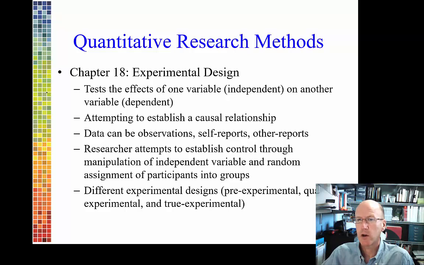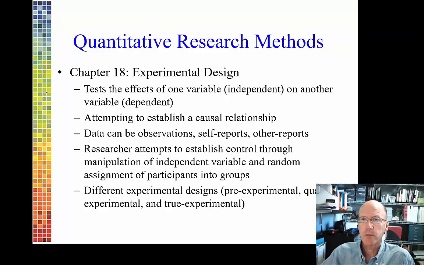The problem here is that it's hard for us to determine which comes first. So maybe you're getting good grades and that causes you to study more, or vice versa. So it's very difficult for social scientists to establish a cause and effect relationship. The data can be collected through observations, self-reports, or other reports, so we might use survey methodology to collect some of the data in an experimental design study.